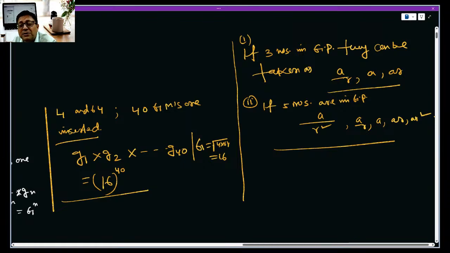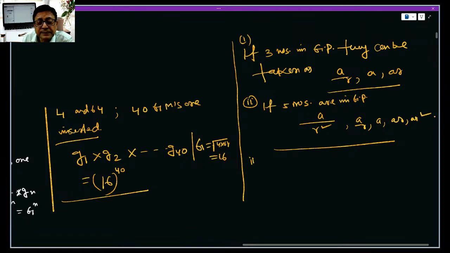Why? Because their product will give you a term which is free of R. So these kind of sums, when they ask, normally they say that product of 3 terms or 5 terms like this, find the terms. You have to take it this manner. If you take it in the form A, AR, AR square, it will take time to solve for you.